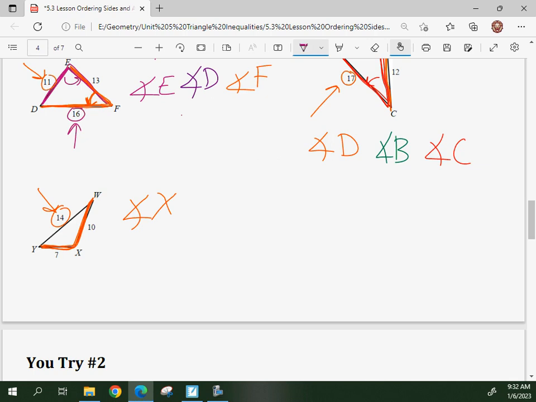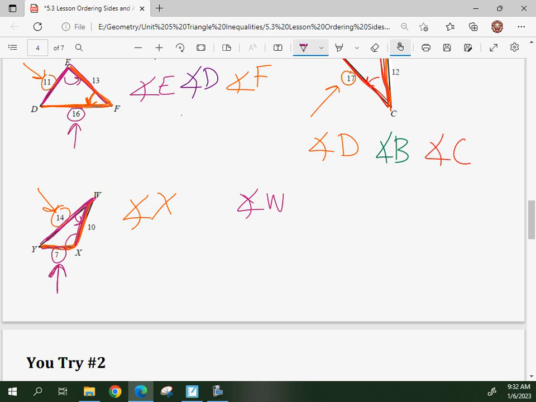There's my smallest side. Again, I like the arrows. It sort of allows me to visually see which piece is left over. So if I have an arrow pointing to this side, that means my angle is made by those two sides. So angle W.